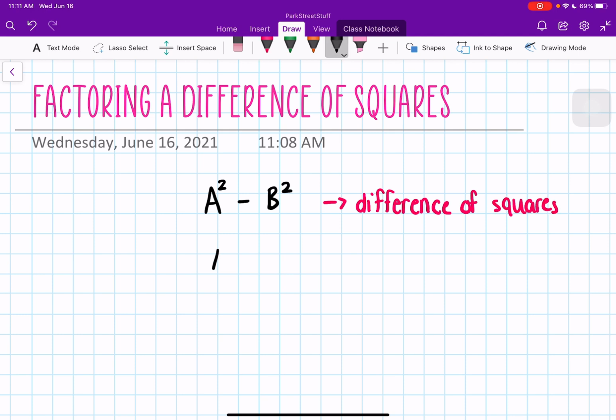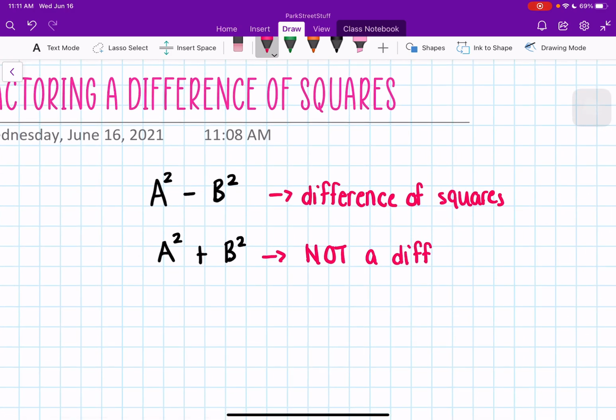However, if you have addition, then this is not a difference of squares. This is a sum of squares. So that's important because sometimes students will see two squares and they will factor it like we have a difference of squares. But if they're being added, then that's not a difference. That's a sum.